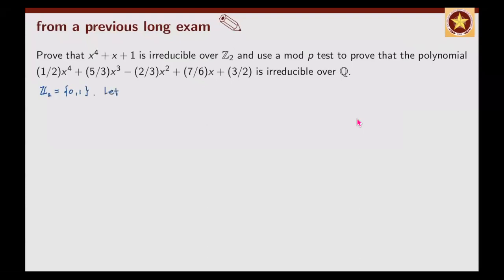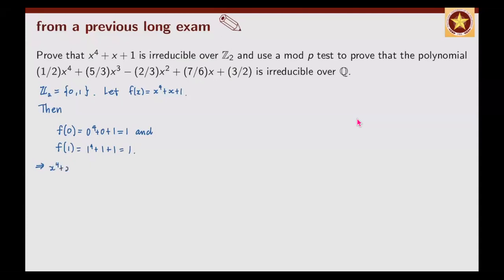By the way, kung tatawagin kong f of x yung x to the fourth plus x plus 1, then as you can see, if I evaluate f of 0, 0 to the fourth plus 0 plus 1 is 1. And not only that, if I evaluate at 1, you get 1 plus 1 plus 1 in Z sub 2, which is also 1. So it's not 0.